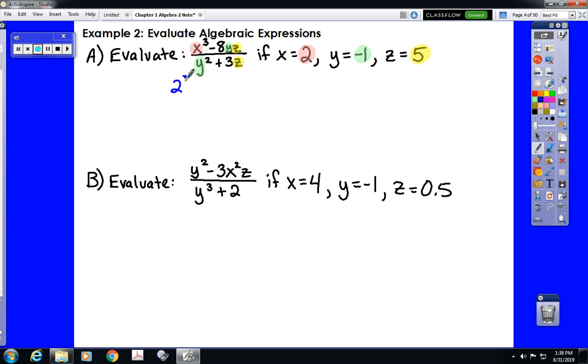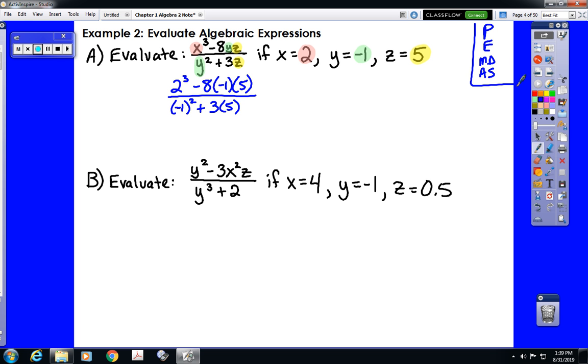2 to the third power minus 8 times negative 1 times 5 over negative 1 to the second power plus 3 times 5. Now, I know that you see parentheses there. However, those parentheses are not anything that need to be simplified. They are indicating multiplication. So we do not have a parentheses step for our PEMDAS. We're going to move directly into simplifying our exponents.